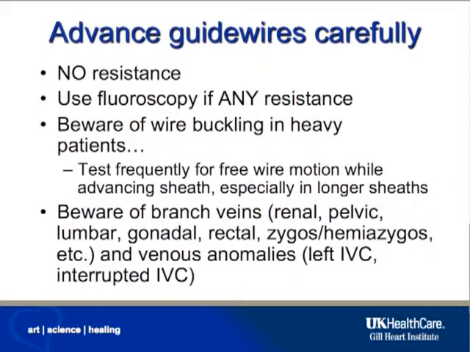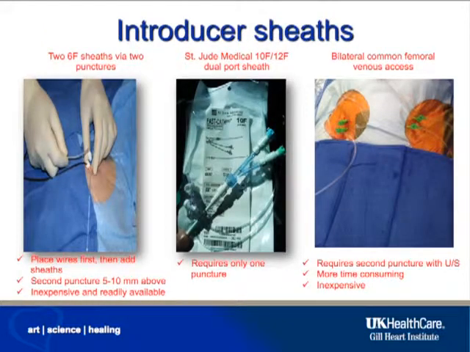When larger sheaths are being introduced into the venous system, one must be cautious that the wire has not accidentally traveled into a renal vein or a pelvic vein. To avoid trauma to those veins, make sure the wire motion is free while advancing the sheath. One should also be aware of potential anatomic abnormalities, such as a left inferior vena cava and interrupted IVC. When the wire is in the proper position, a sheath can be advanced and one can begin the procedure.